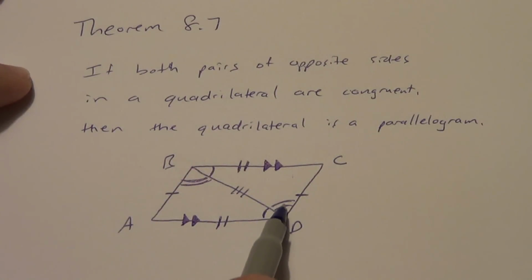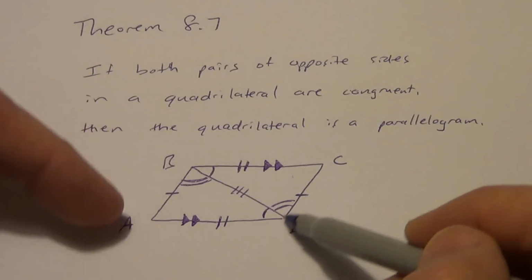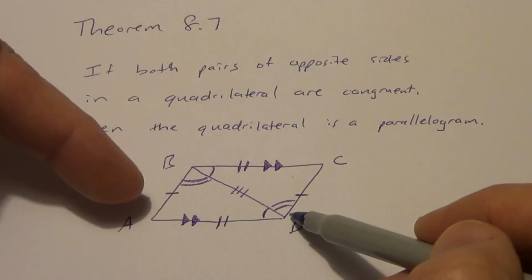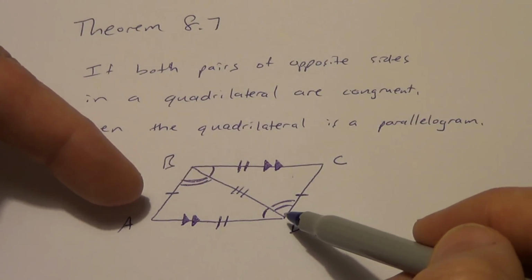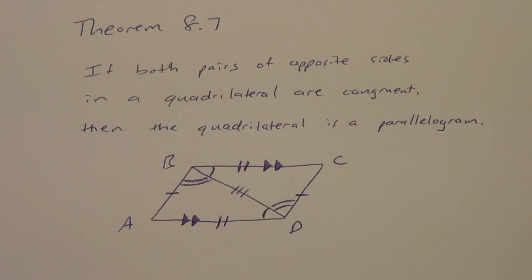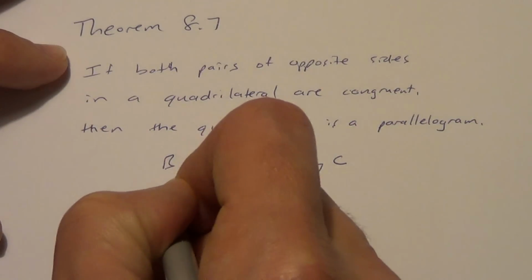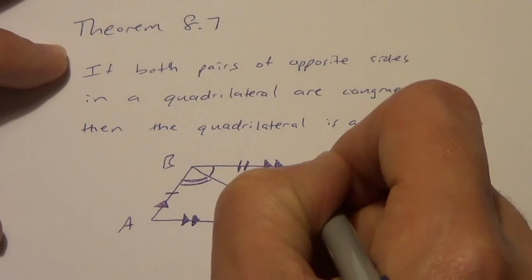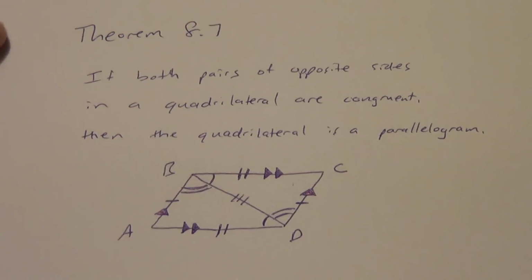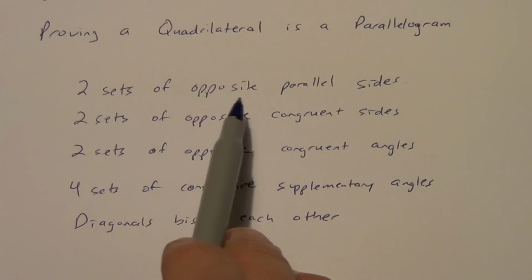Well, these angles, this is still a transversal, but they're touching these lines here, AB and CD. So they're alternate interior to AB and CD. And if the alternate interior angles are congruent, then the lines are parallel. So AB has to be parallel to CD. All right, so have we proved it's a parallelogram? Well, go back here again. Remember our very first one, 2 sets of opposite parallel sides?